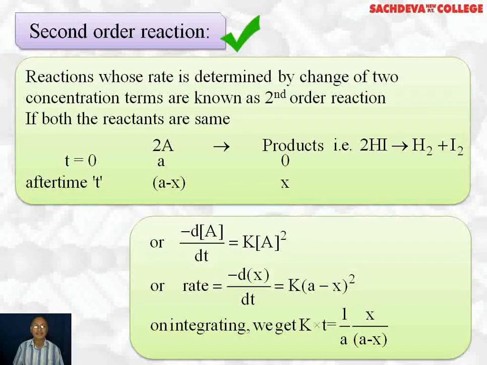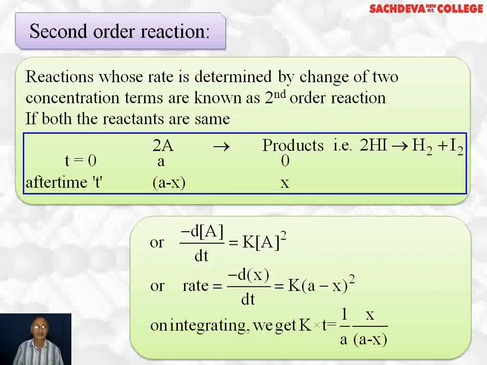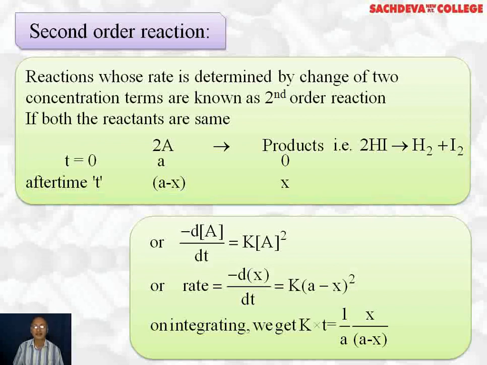Now we are taking second order reaction. Reactions whose rate is determined by change of two concentration terms are known as second order reactions. If both the reactants are the same, then we write 2A gives products. When t is 0, initial concentration is taken as a and products will definitely be 0. After time t, it will become a minus x and products will become x. An example of a second order reaction is the decomposition of HI. 2HI gives H2 plus I2.